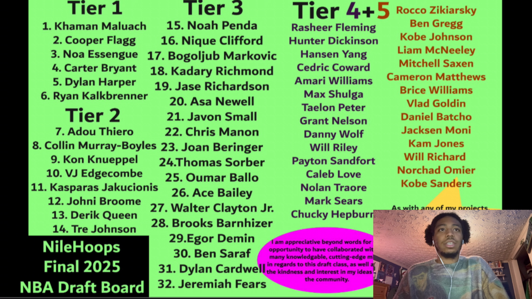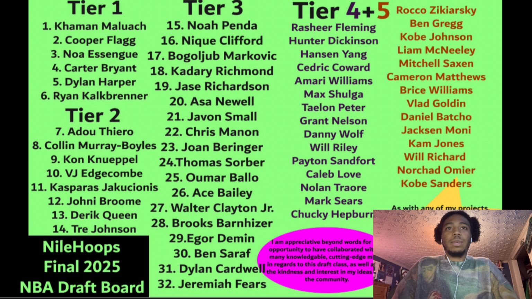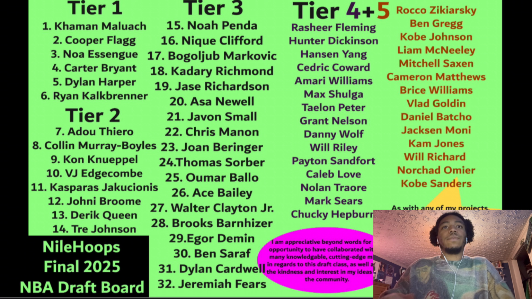The rest of my board is as follows. We'll run through and speak on mostly all of the players in the first three tiers, as well as any players who are drafted in the fourth and fifth tiers. Any other undrafted players may not be mentioned, but I will mention one player, and that's Caleb Love.